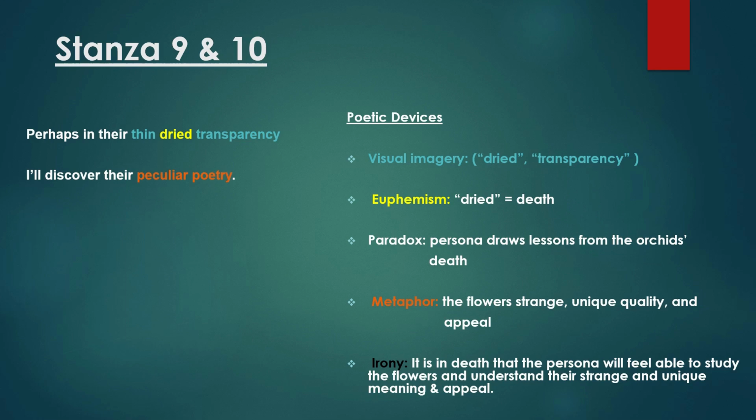So let's discuss the poetic devices to see how they can further enhance our understanding of stanza 9 or 10. So of course we have visual imagery because it appeals to our sense of sight. We can visualize the orchids becoming dry and very thin over time because after dying, these plants tend to change color. In this case, most likely they will change to a darker color, even brown, okay? And even transparency tells us that in their thin, dry transparency, where I could see through them, where they are no longer thick with probably liquid and so on, I'll be able to probably learn a particular lesson.